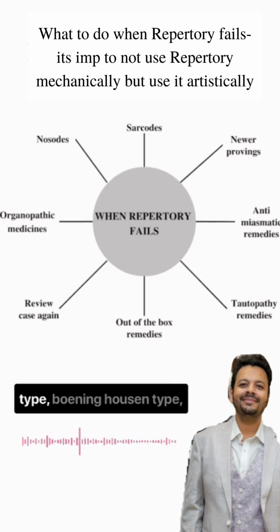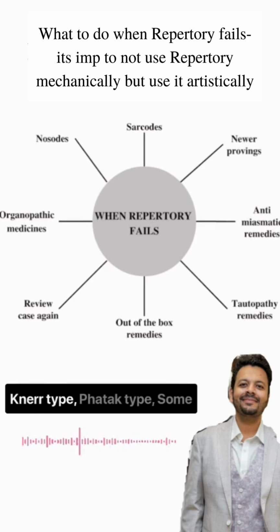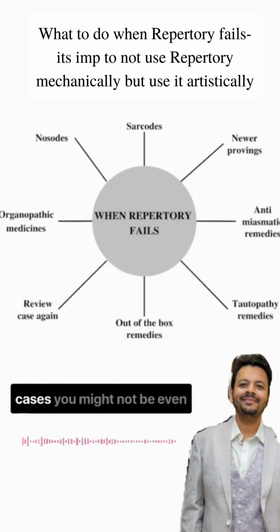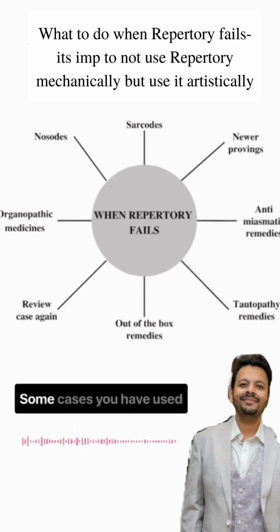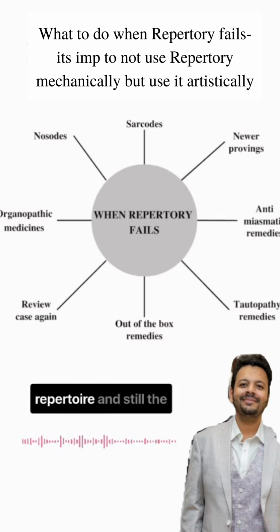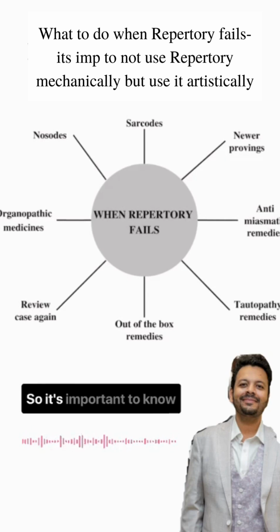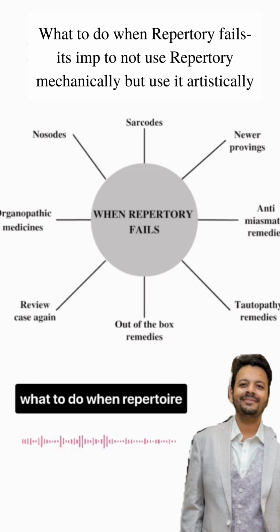Could be Kentian type, Bonninghausen type, Nair type, Fatak type. Some cases you might not be even able to use repertory. Some cases you have used repertory and still the patient is not improving. So it's important to know what to do when repertory fails.